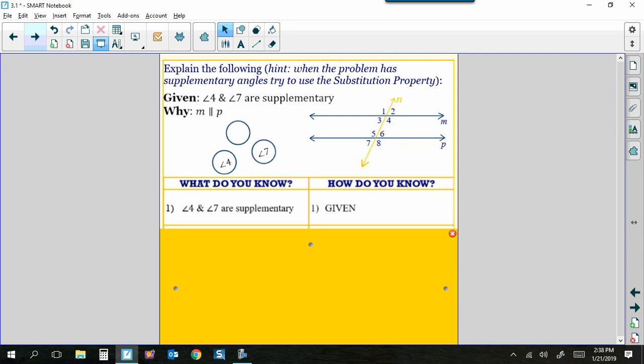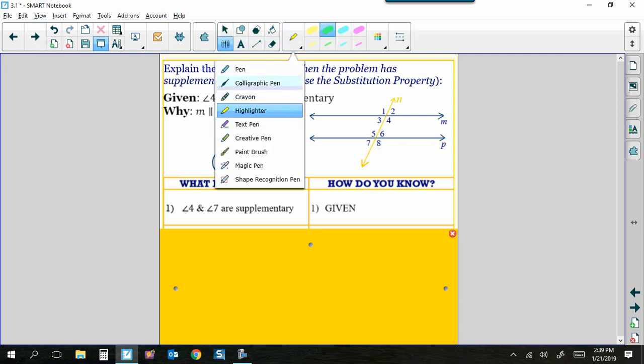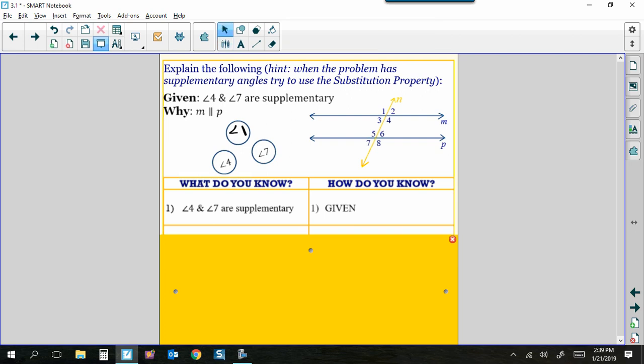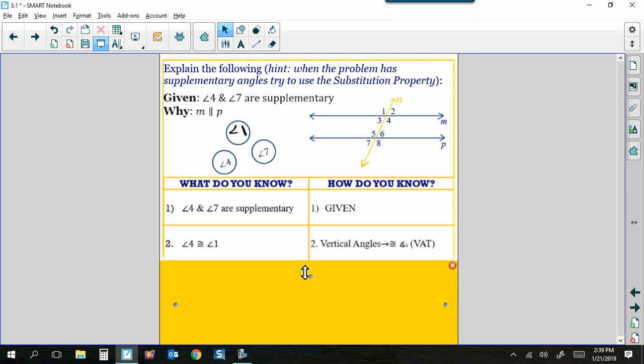So the only thing that I know for sure that's given to me is that 4 and 7 are supplementary. So we have to pick an angle that I am able to connect these two. So I used angle 1. So looking here, what do I know about angle 1 and 4? Well, they look to be kind of vertical to me. So because they're vertical, we can say they are congruent because vertical angles are always congruent. That is the vertical angle theorem. That is making the connection between angles 1 and 4.